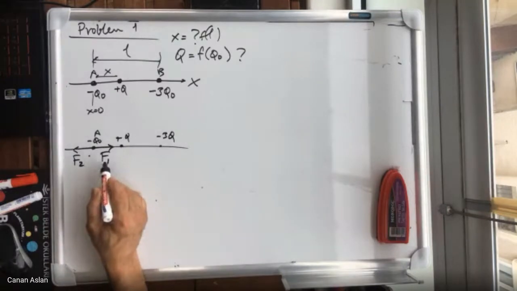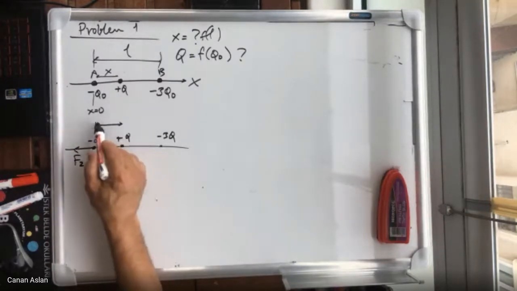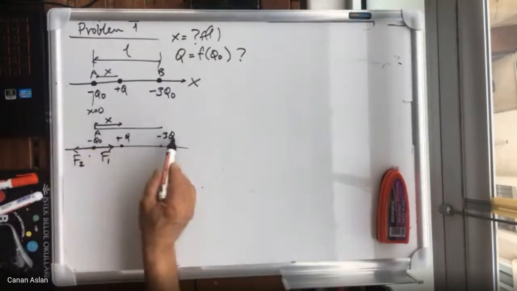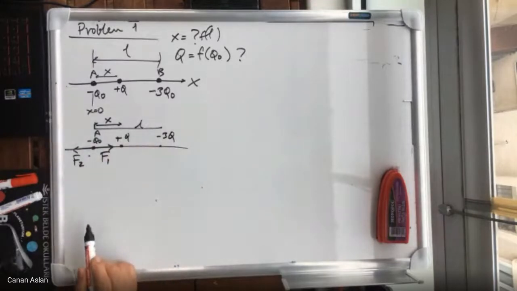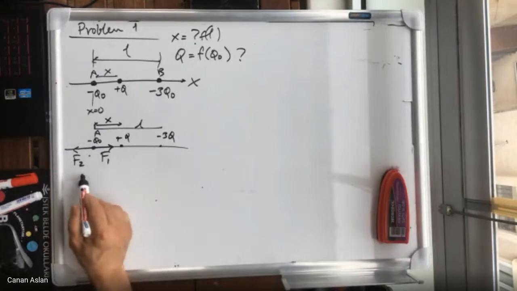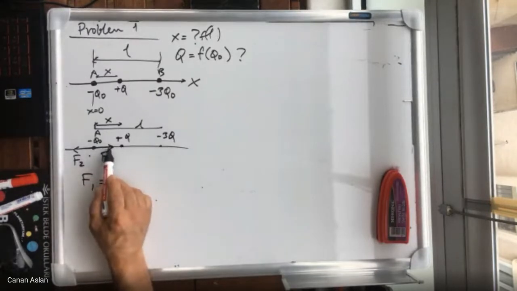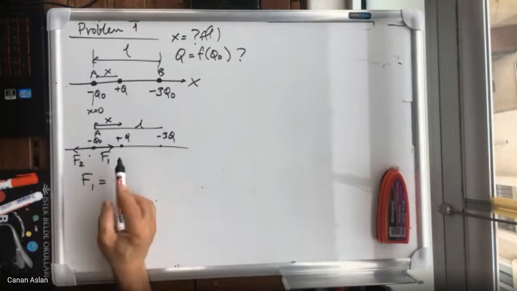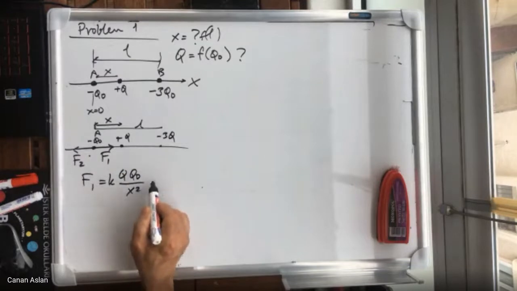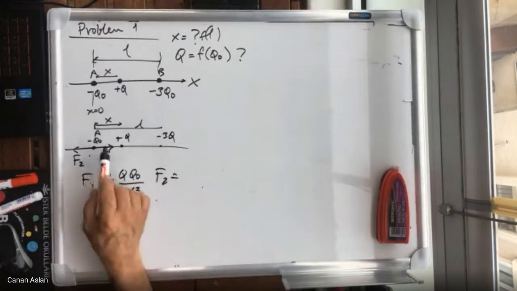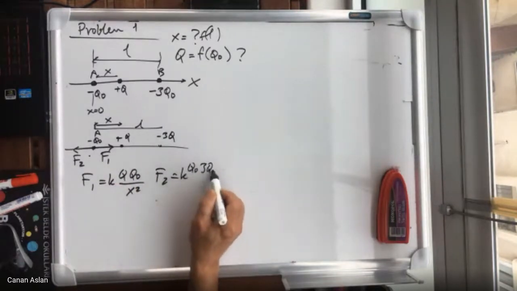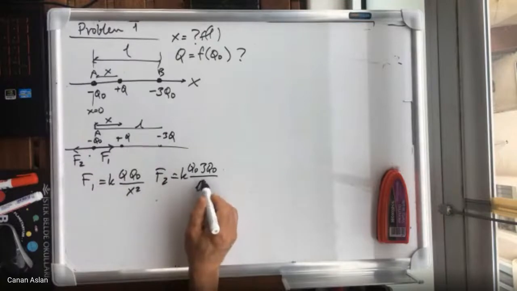So if we write this, we have to know the distances. As you see, the distance between the two is X, but the distance between the minus 3Q and Q is just L. So basically, F1 and F2 are readily written. F1 will be just the force due to this one, so K times Q0 Q divided by the distance squared, X squared. But F2 will be the force between the two, so K Q0 times 3Q0 divided by the distance squared, and the distance is just L.